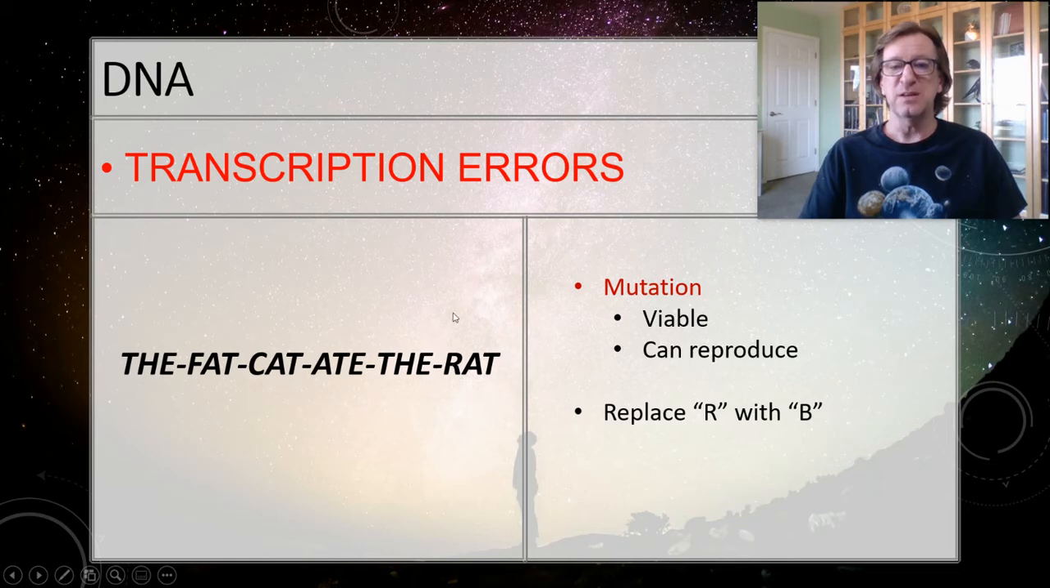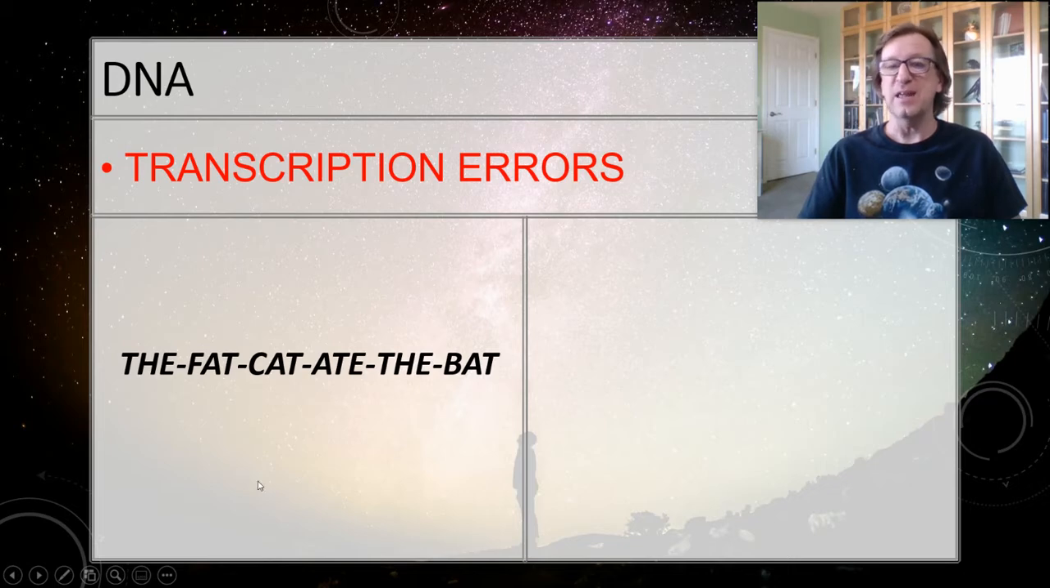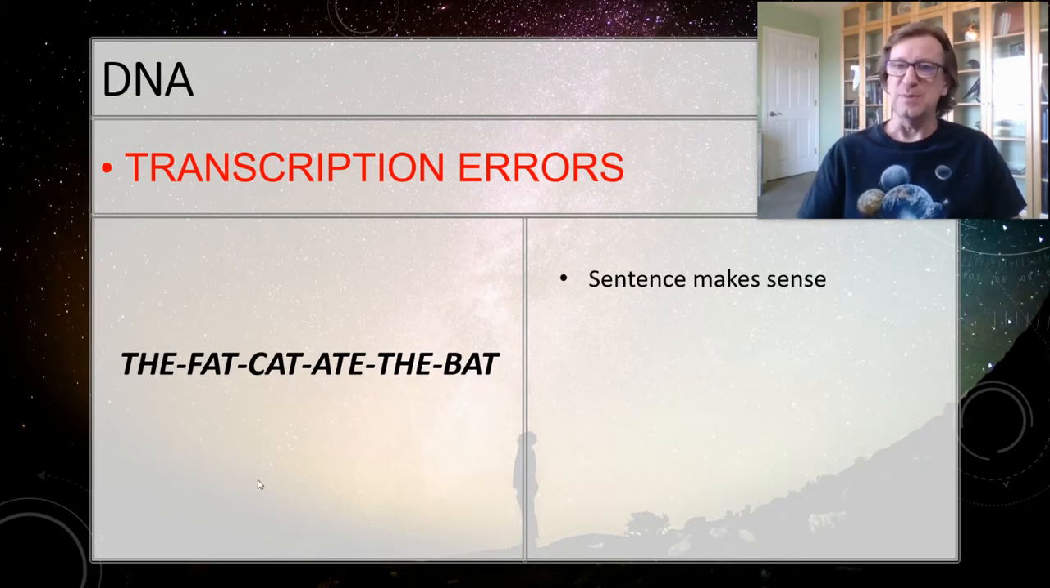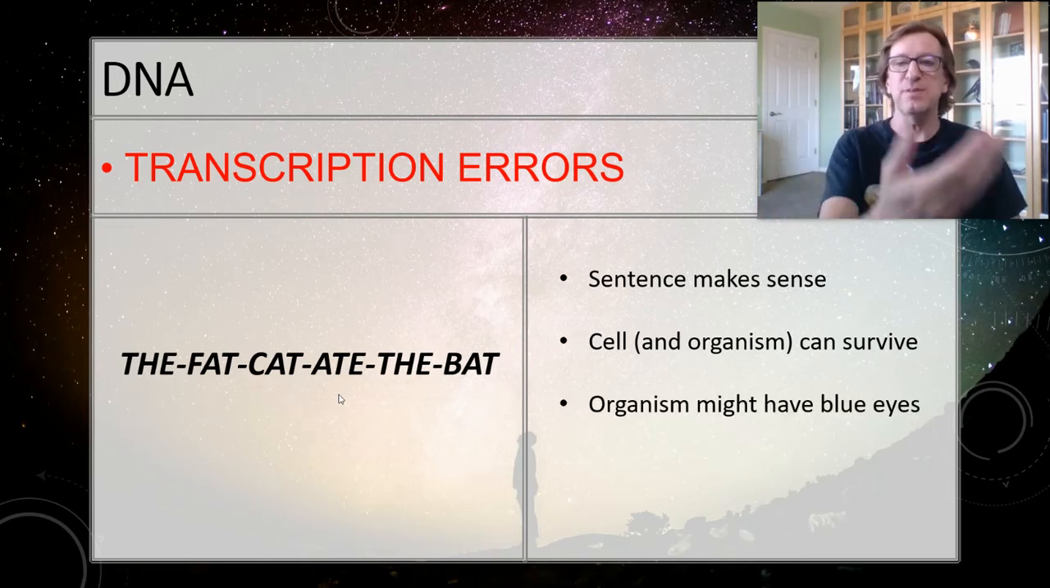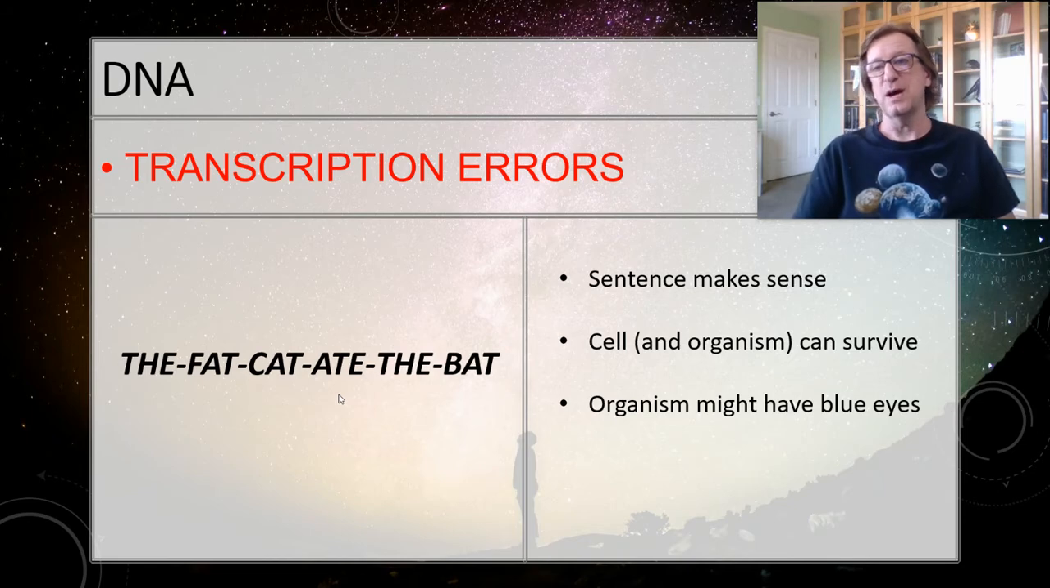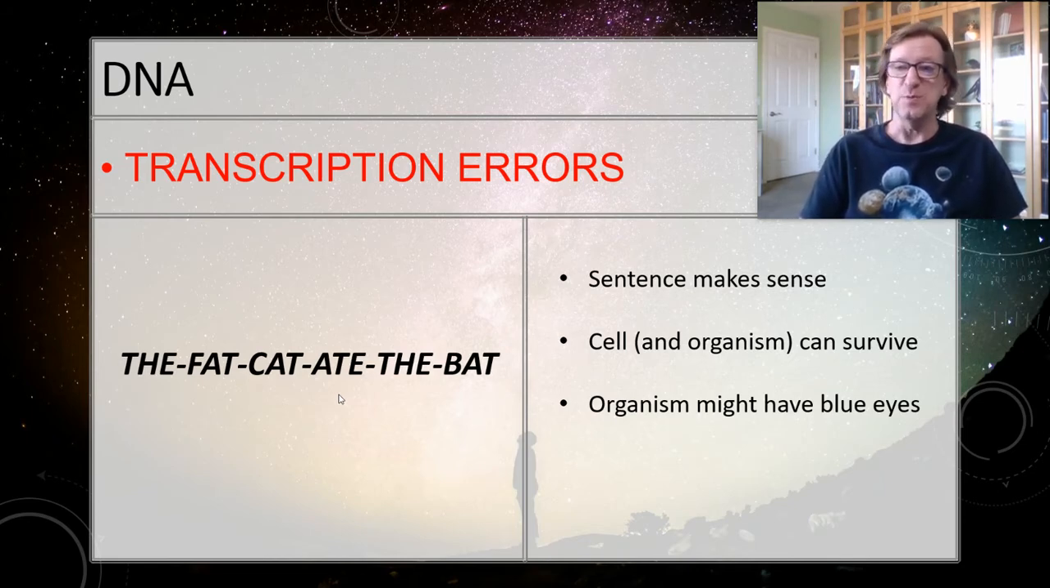So some genetic transcription error came in, maybe it got exposed to a virus, maybe something happened with a cosmic ray or something like that. And so if we replace that, then we get the fat cat ate the bat. Well, the sentence makes sense. So the cell says, well, Roger that, sir, and it goes on and executes these instructions. So if the cell can survive, well, then the organism as a whole can survive as well. So maybe this is the gene that gives you blue eyes. Instead of the fat cat ate the rat, it's the fat cat ate the bat that gives you blue eyes.